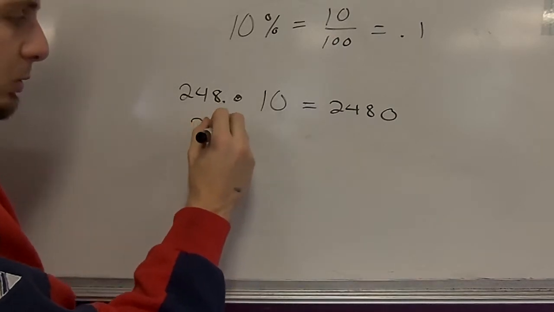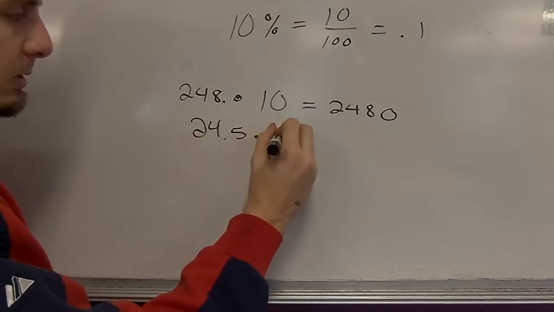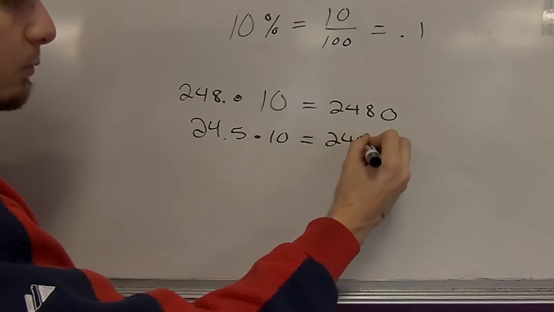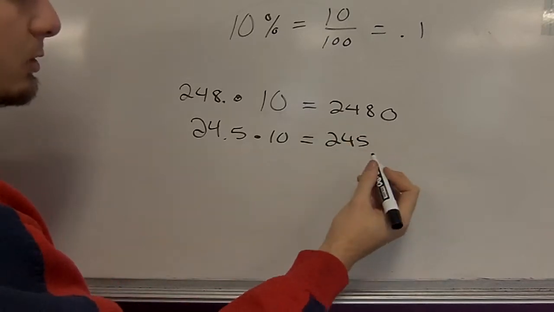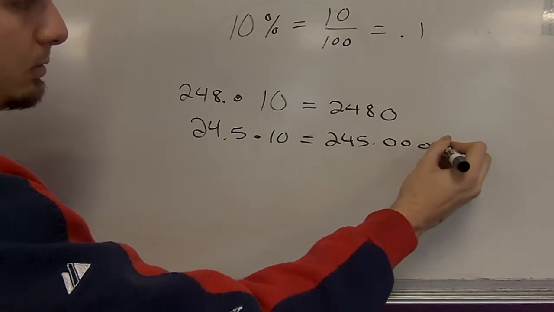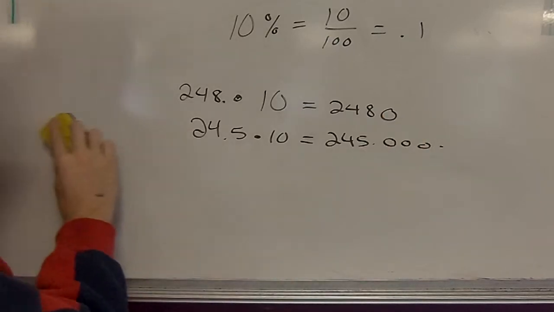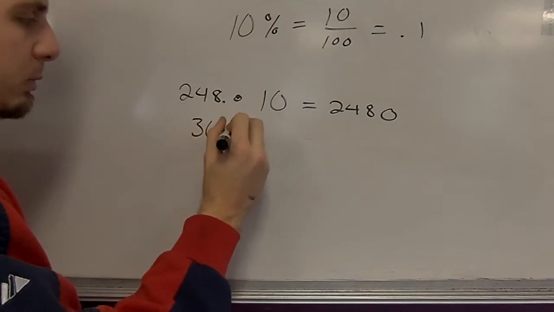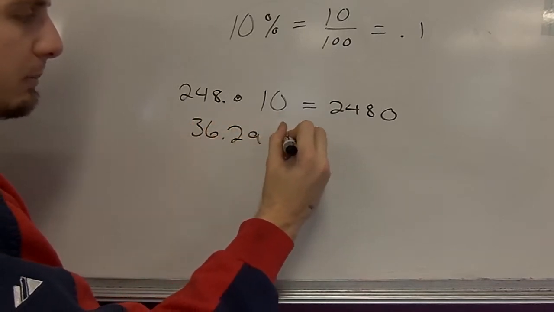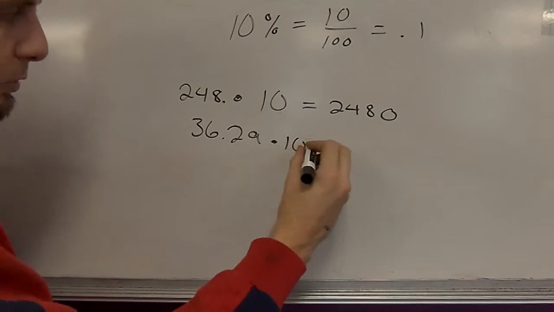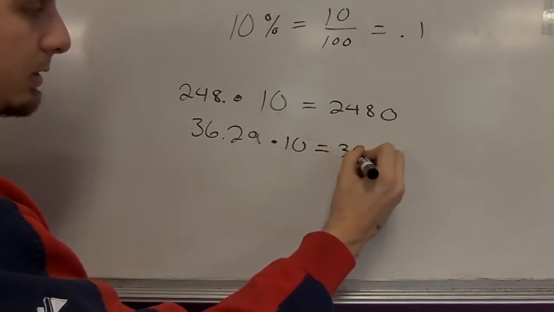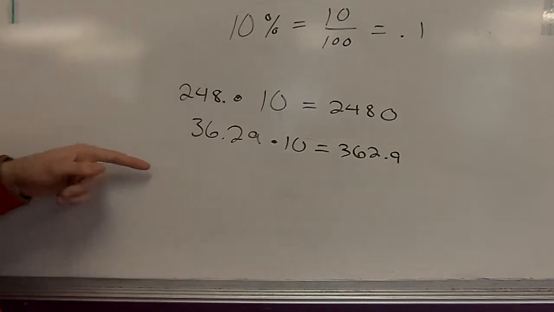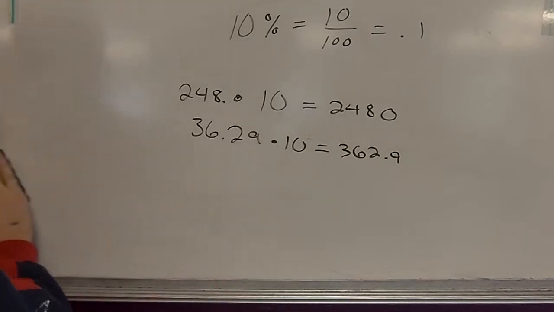Another example would be 24.5 times 10. The decimal moves over one space, so I get 245. And then if I wanted to, I could put all the zeros. I'll do one more example just to show you. If I have 36.29 and I multiply it by 10, the decimal moves over one space, so I get 362.9. The decimal moved over one space when I multiplied by 10.